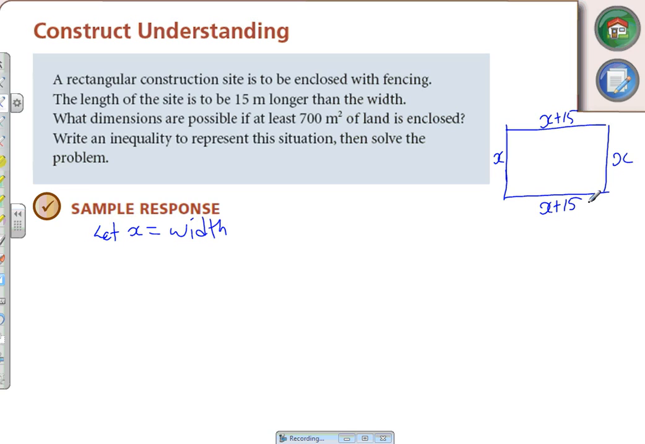Because we're saying we need to have at least 700 meters squared, that means our area can be equal to or greater than that. We'll just write it as the area at the end when we get to the final inequality that they're asking us to make. We're going to say the area is greater than or equal to at least 700 meters squared. But let's just work with 700 right now. Let's make it equal because it'll make the algebra easier as we go along.